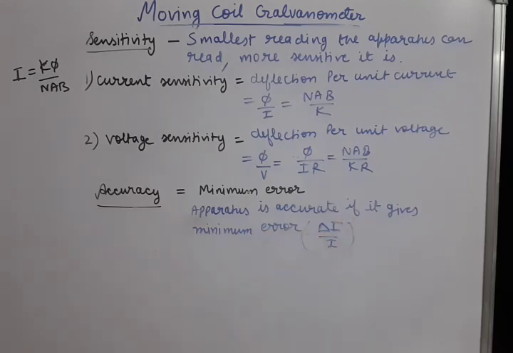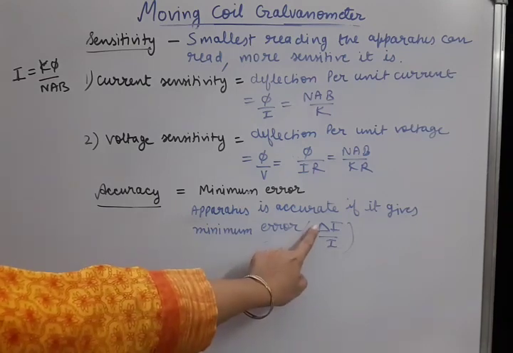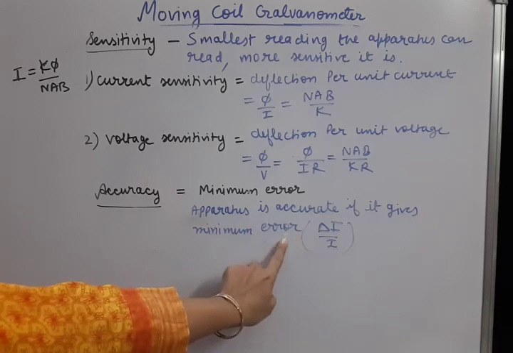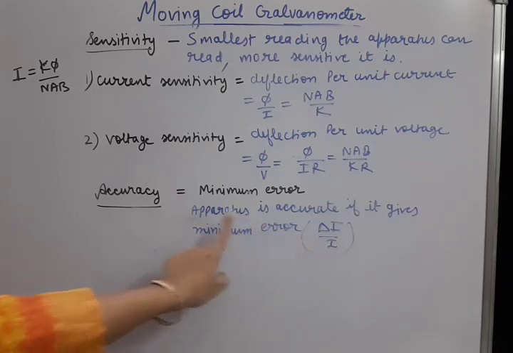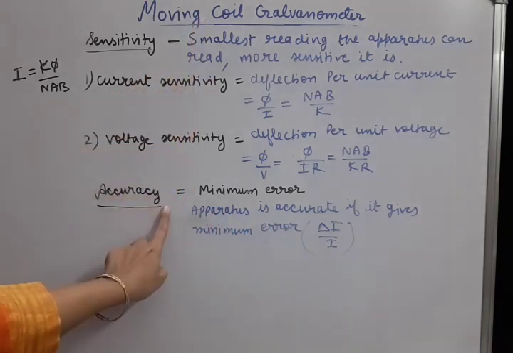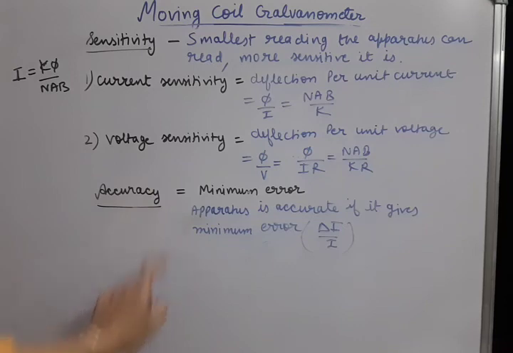Any kind of error we can use here, but for the galvanometer we use relative error. So delta I upon I should be minimum, so that our apparatus is accurate. Here we have understood the theoretical detail of the galvanometer. Now in the next video we will understand conversion of galvanometer to ammeter and voltmeter.